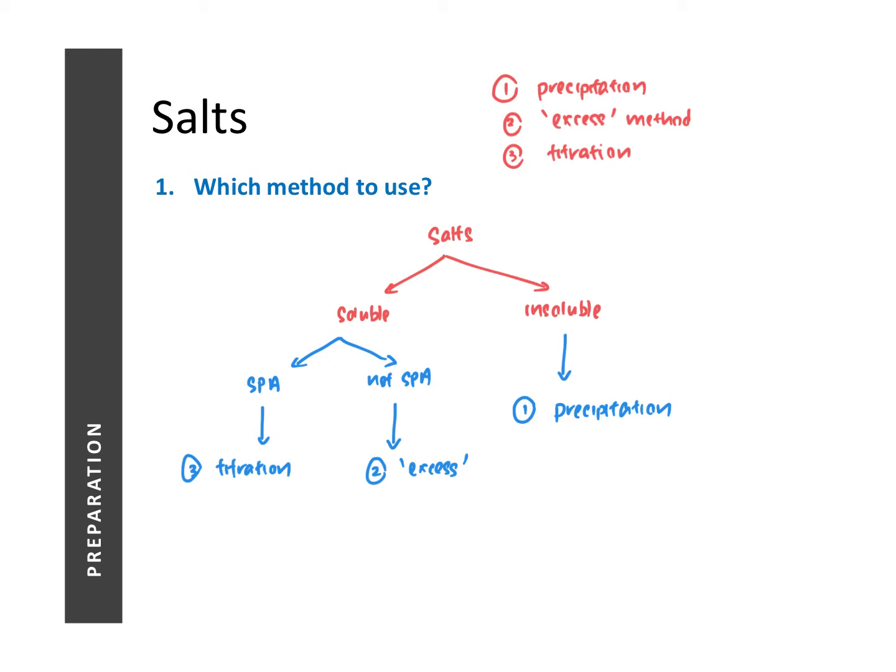Alright, once again, spa is just a convenient representation. It doesn't just indicate sodium, potassium, and ammonium. It indicates other group 1 metals as well. So for example, if you have lithium chloride, then we have to classify it under spa as well.